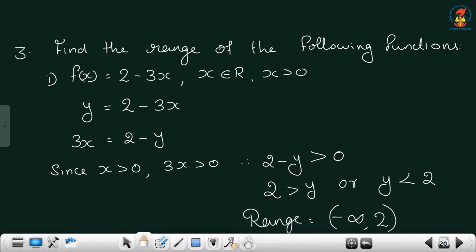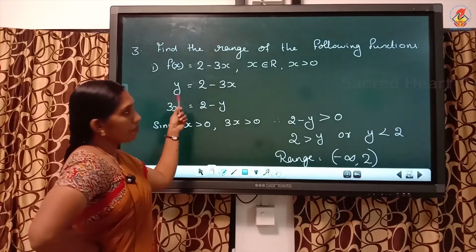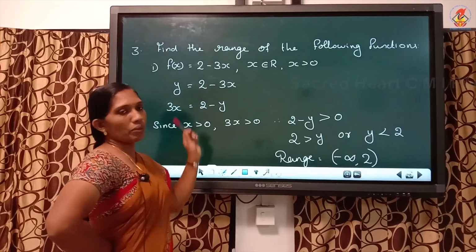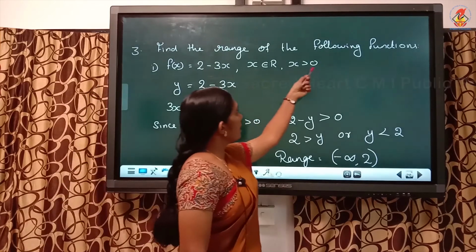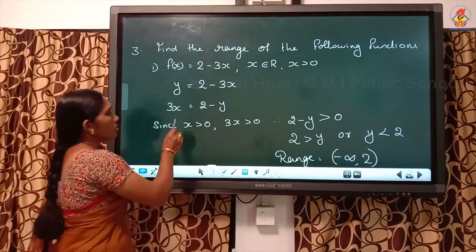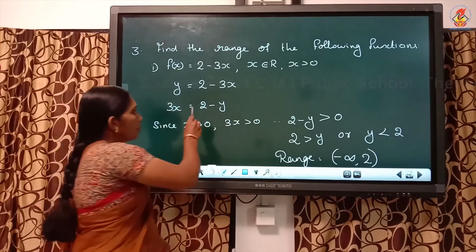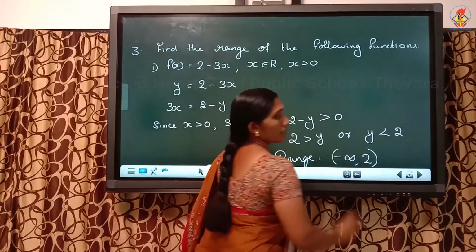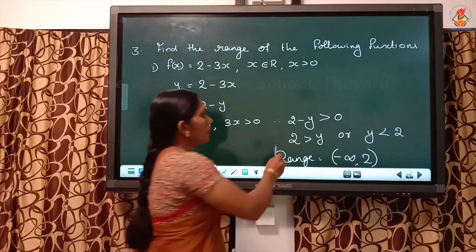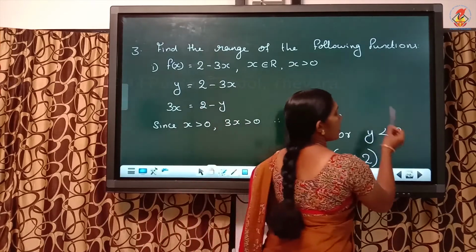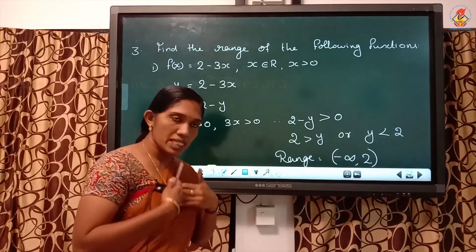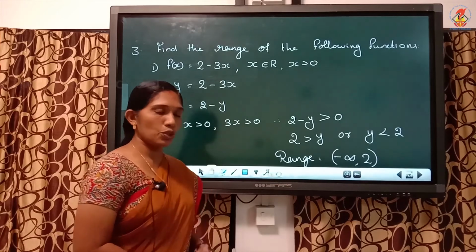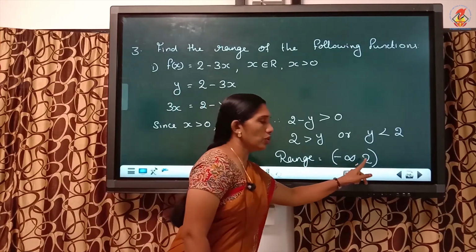Once again, for finding the range, you have to write f of x as y, and in the next step write x. So 3x is equal to 2 minus y. Since x is greater than 0, 3x is also greater than 0. So the right hand side must be greater than 0. So 2 is greater than y, or y is less than 2. So y value means the set of real numbers less than 2. That is minus infinity to 2.